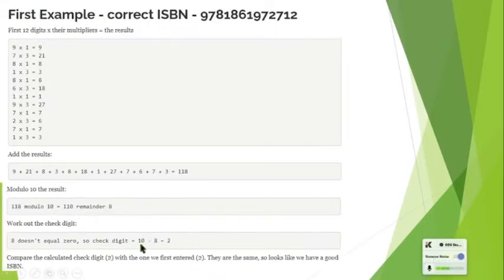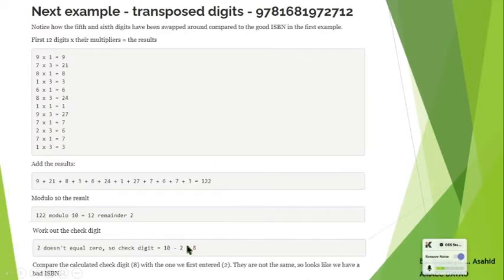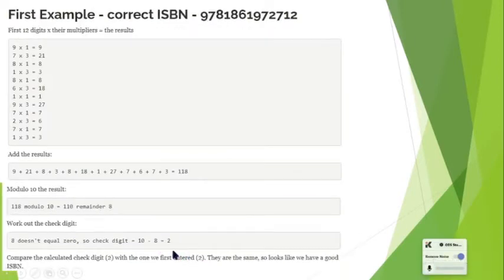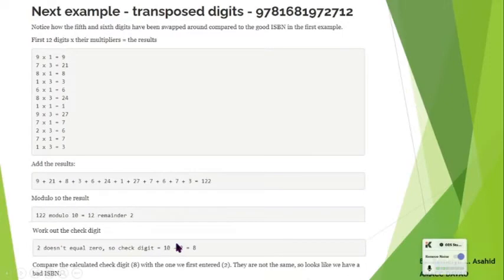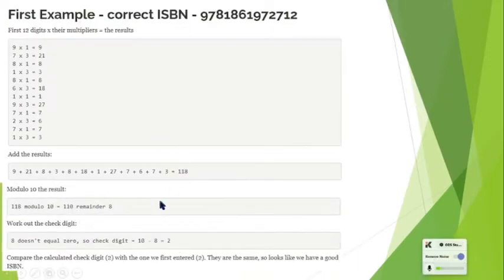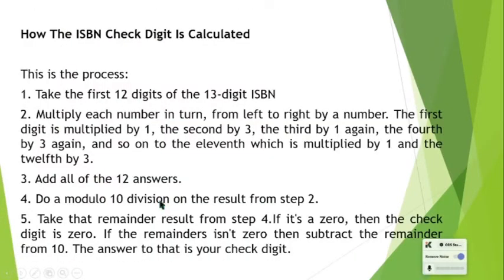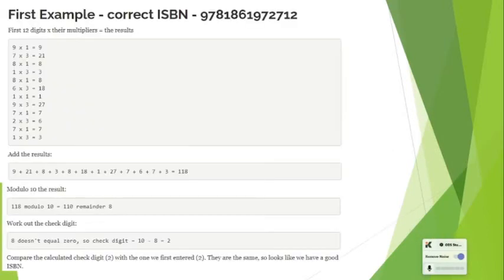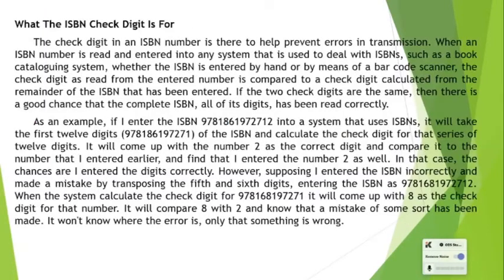So as you can see here, hindi sila magkapares ng check digit. So always, after we got the remainder, yung remainder isubtract natin sa 10, then ito 8. So hindi magkapareha ng check digit. Therefore, may mali sa in-enter mong ISBN na digits. Okay?